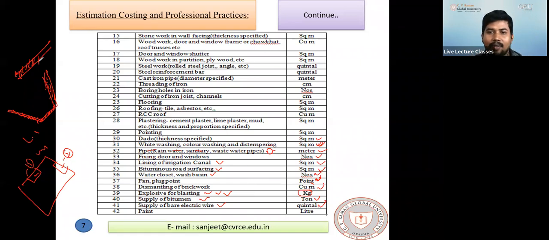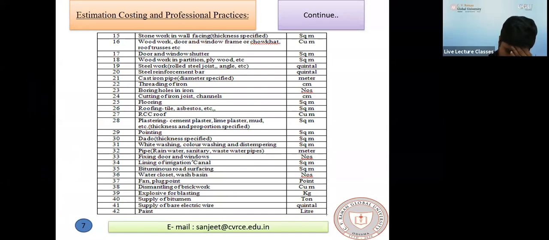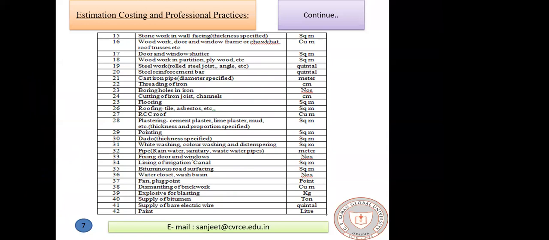Is it clear for everyone? Sir, Mayank, sir, tell me. Explain serial number 30.